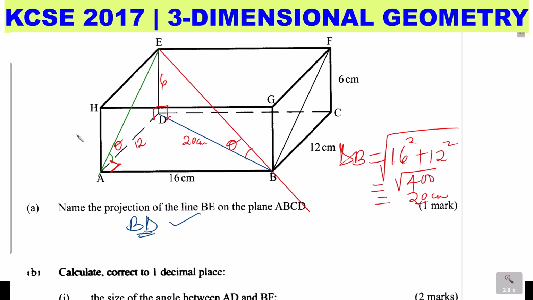Now in triangle DBE, we have two sides. We have this side as 20 and we have this one as 6. We are looking for this angle. So we can get that angle easily by using tangent. We have the opposite, which is 6, divided by the adjacent, which is 20.